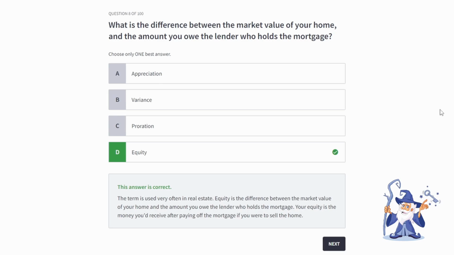So for example, let's say the market value for your home is $150,000, and you owe the lender $50,000. You would have $100,000 worth of equity in the home. Pretty straightforward. Pretty simple concept if you just think of it like that. Think of it super simple.